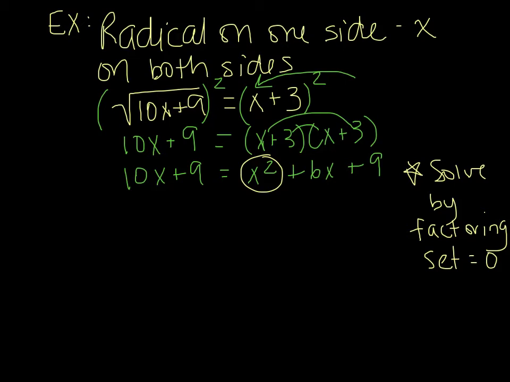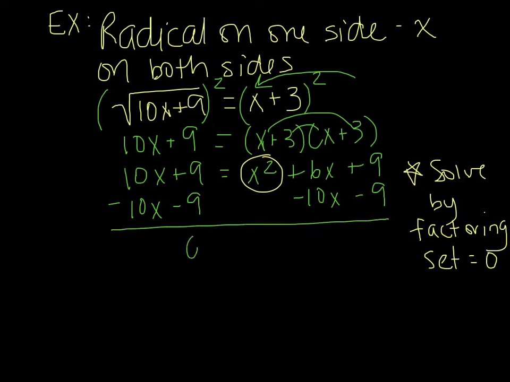So I'm going to move that 10x by subtracting it. And at the same time, I'm going to move that 9 by subtracting that 9. Now I have 0 on the left-hand side equals x squared minus 4x. The 9's cancel each other out, and there's no constant there.